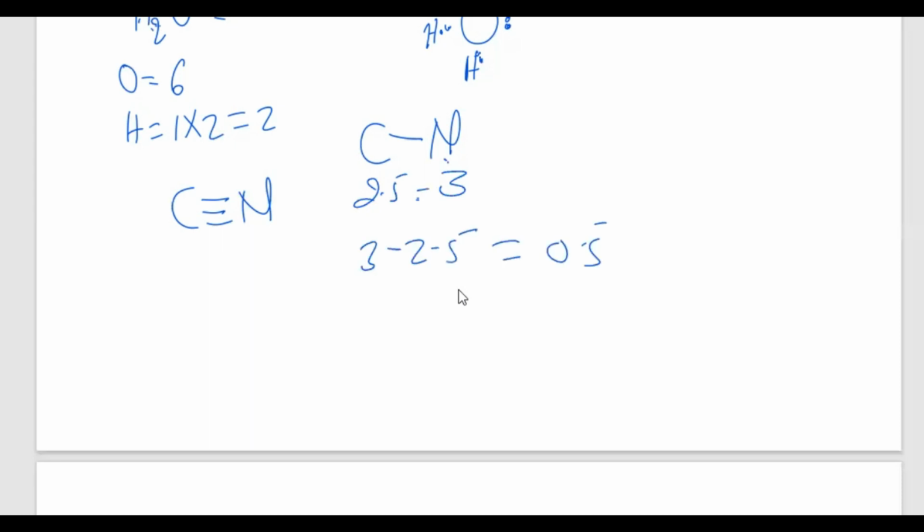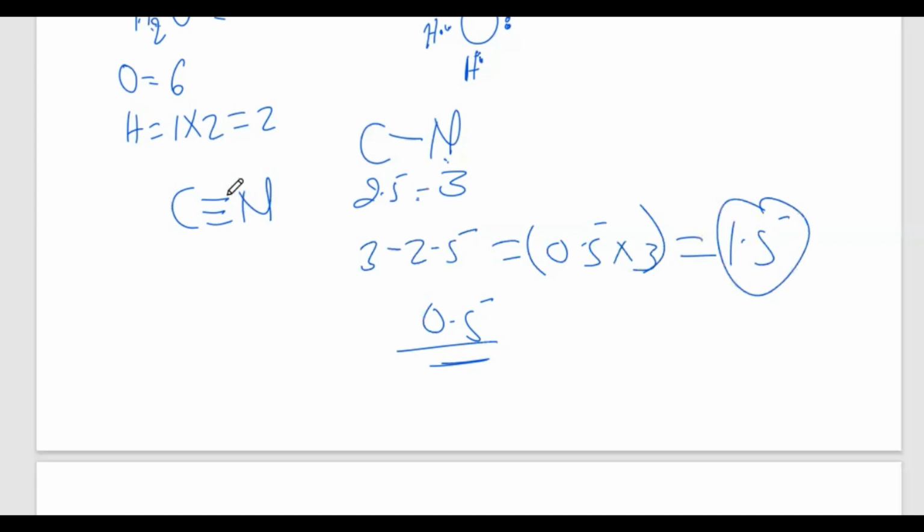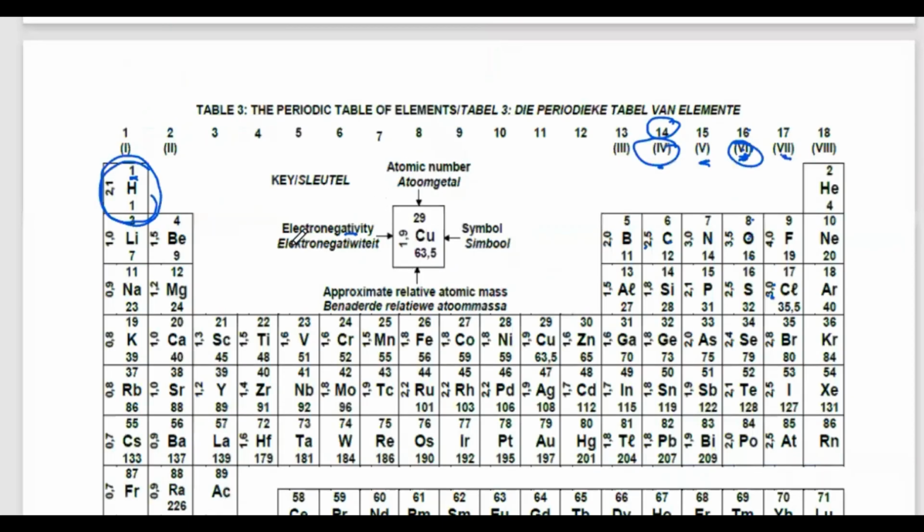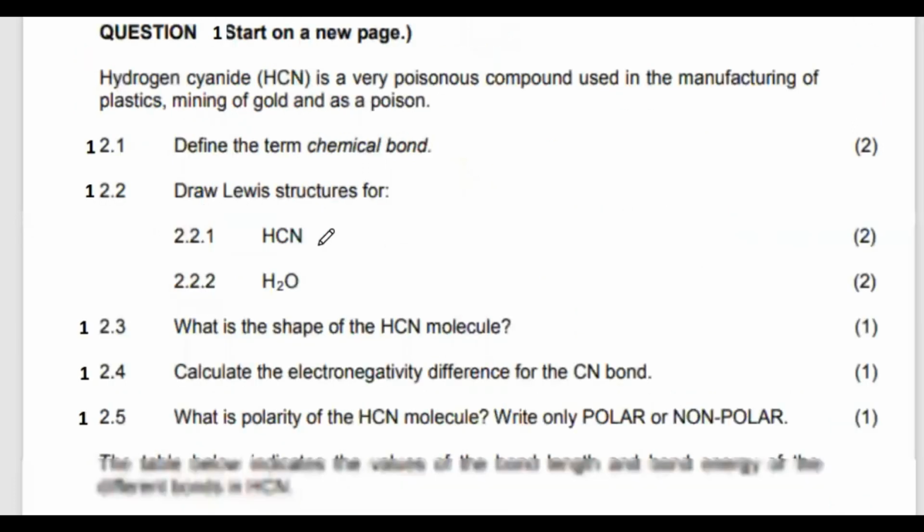But if there are 3 of them, if they ask you for cyanide bonds, then you multiply it by 3. But because they didn't talk about that, the answer is going to be 0.5. If they said bonds, then it becomes 1.5. Am I clear? Cyanide, 1 bond is equal to 0.5. What about the 3 of them? Then it's going to become 1.5 by multiplying it by 3. So please don't go without knowing electronegativity of a molecule.